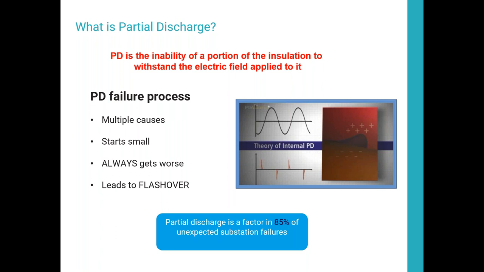Some studies have indicated that partial discharge is a factor in up to 85% of unexpected substation failures. So if we identify a problem early on with partial discharge testing and resolve it, our reliability will go up significantly. It's a very good indicator of an underlying problem. Now, partial discharge may not be the actual root cause of the failure. There may be something else causing the partial discharge and leading to failure. So while it may not be the root cause, it is present during up to 85% of failures in switchgear and cables.